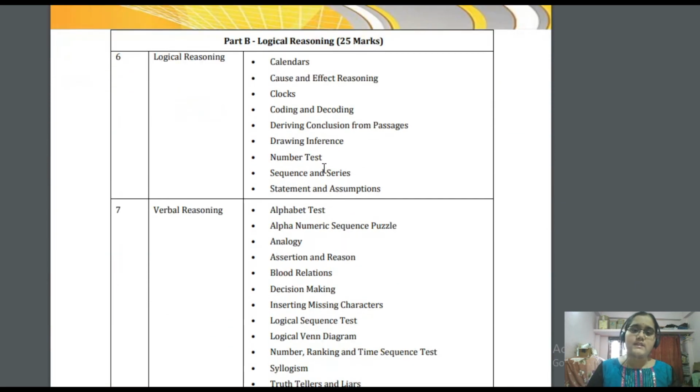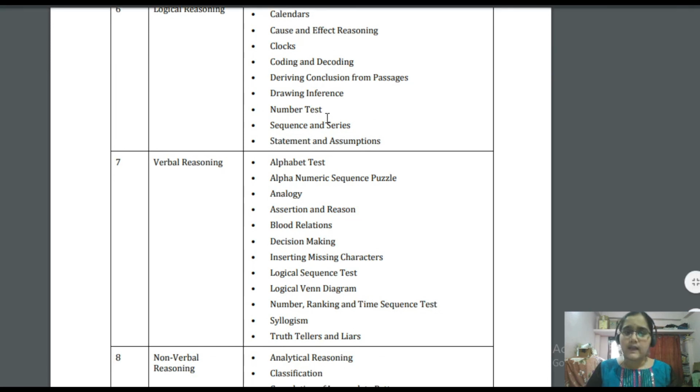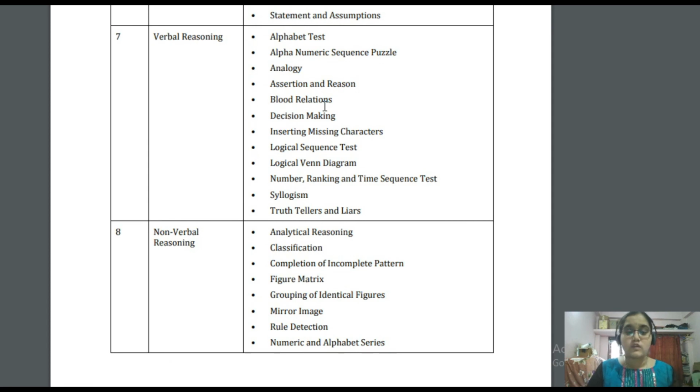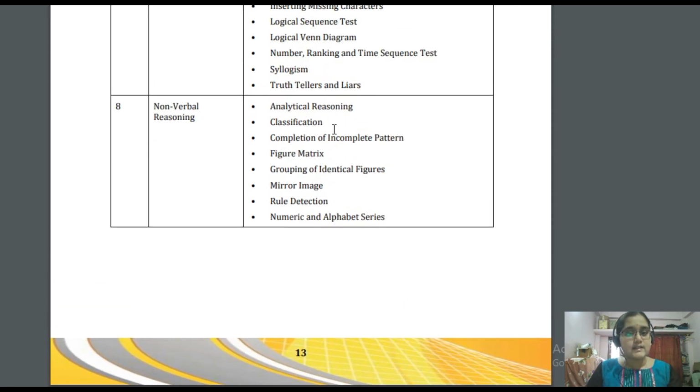Okay. Then logical reasoning, you have different topics like calendars, clocks, number tests. Don't worry about these things, they are available on the net, and you will have a lot of resources to help you with logical reasoning. Then you have verbal reasoning, which is a part of logical reasoning. Then non-verbal reasoning, which has analytical reasoning, classification, grouping, and different figures. This is some type of mathematical stuff where you need to have a lot of analytical and calculation skills. Better practice, you'll get that. No need to worry about that.